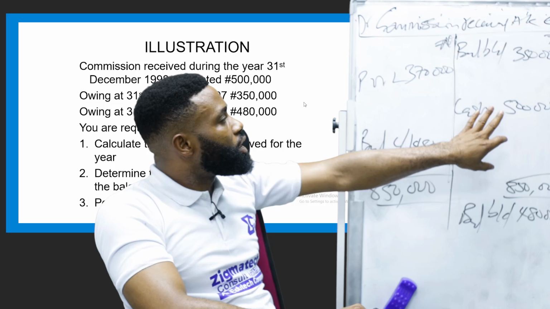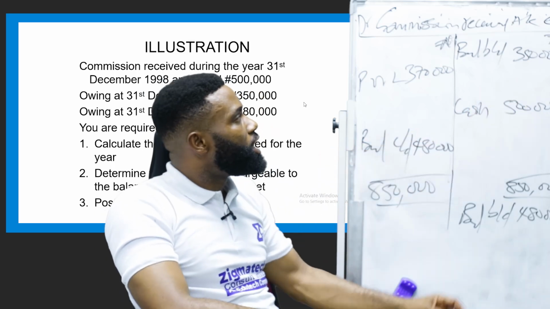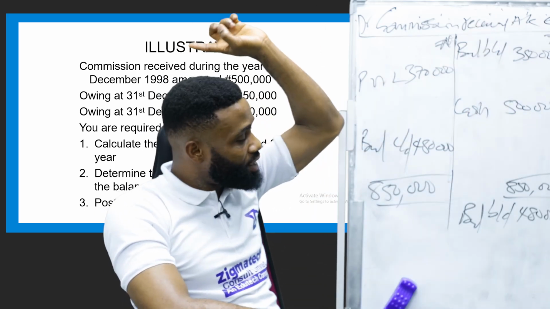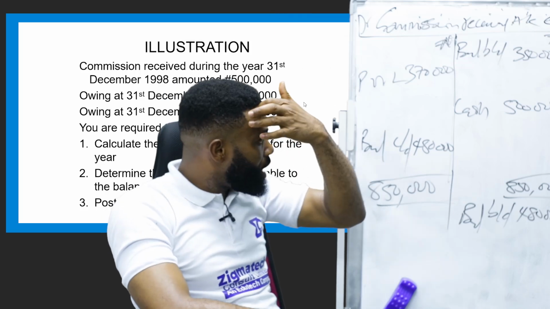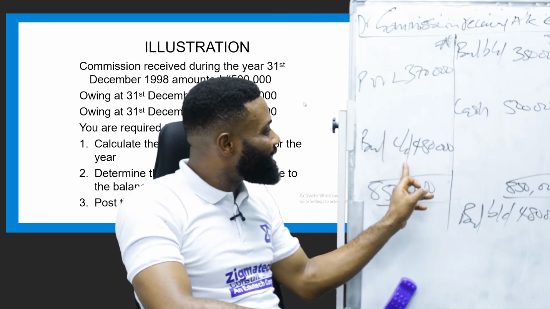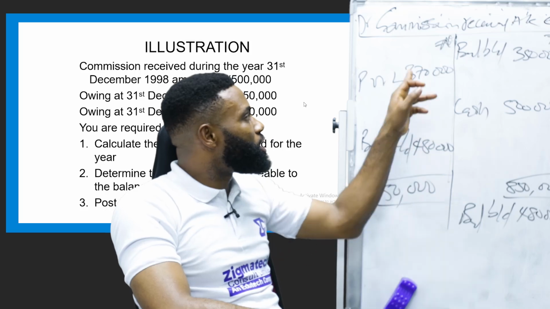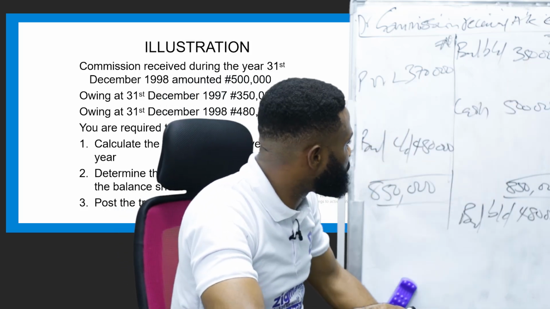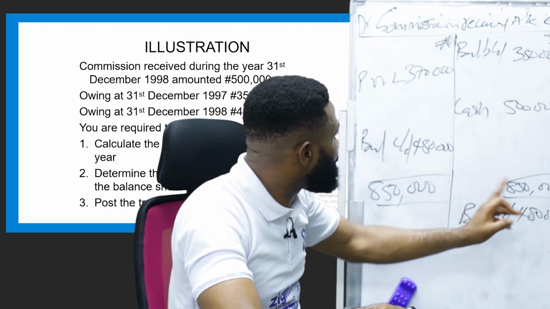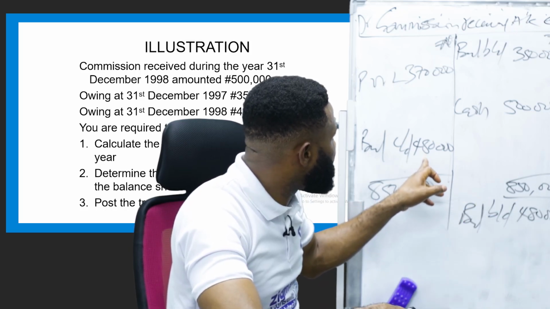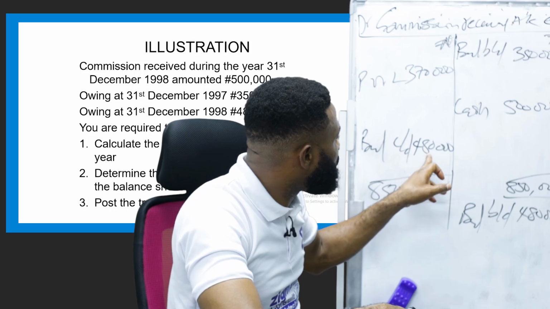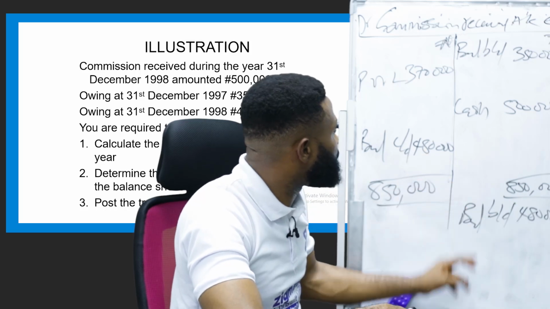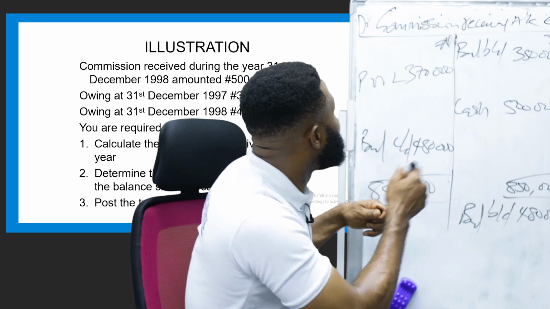So this is what you receive within the period. This is what they were owing you last year that is brought into this year. And this is what they are owing you at the end of this year. So when you add here to here, you have 850,000. When you subtract 480 from 850, you'll be left with 370.